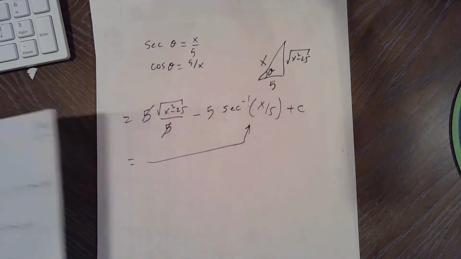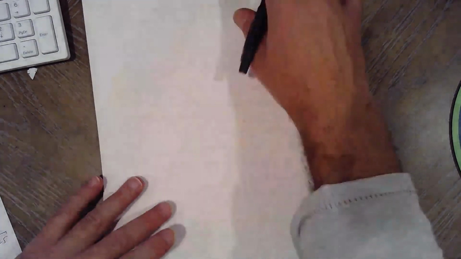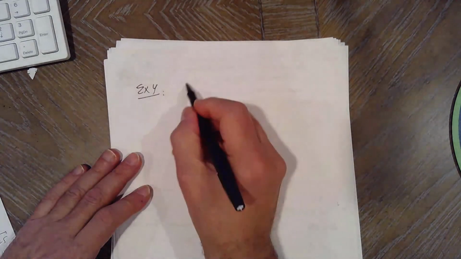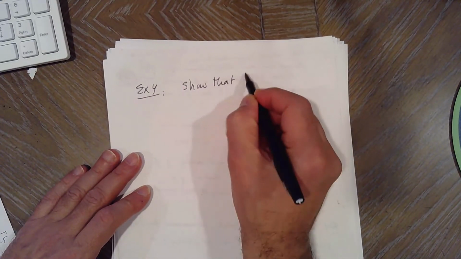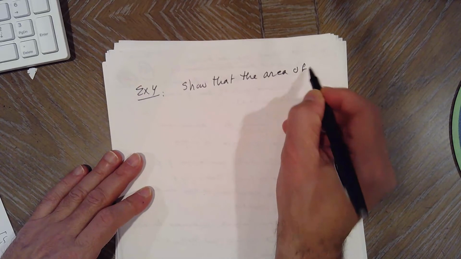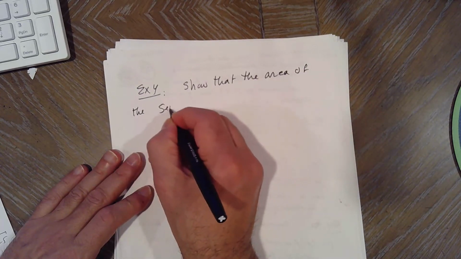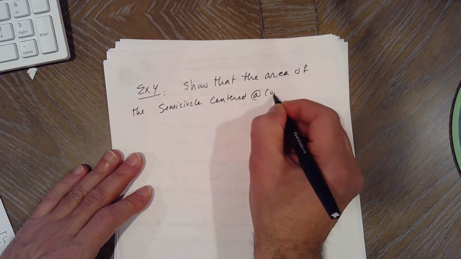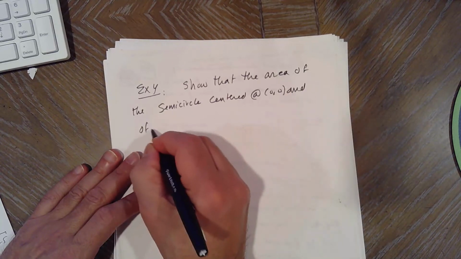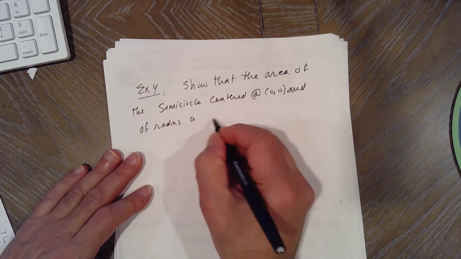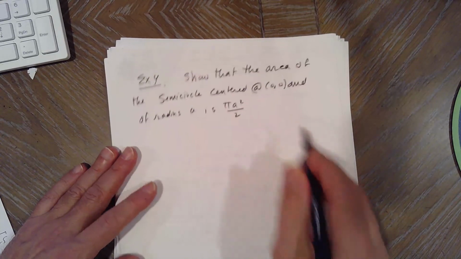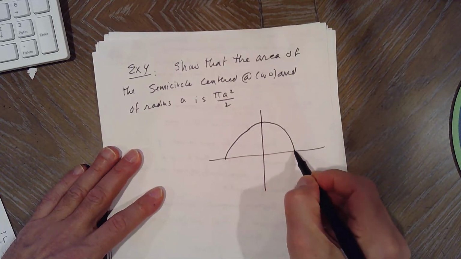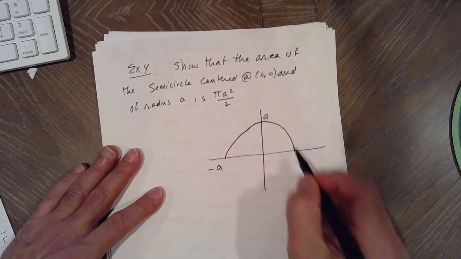All right. Example 4. Now they're not giving us an integral, so we have to come up with that. It says show that the area of the semicircle centered at 0, 0 and of radius a is pi a squared over 2. So if we have half a circle, a semicircle, has radius a, so it goes from negative a to a.